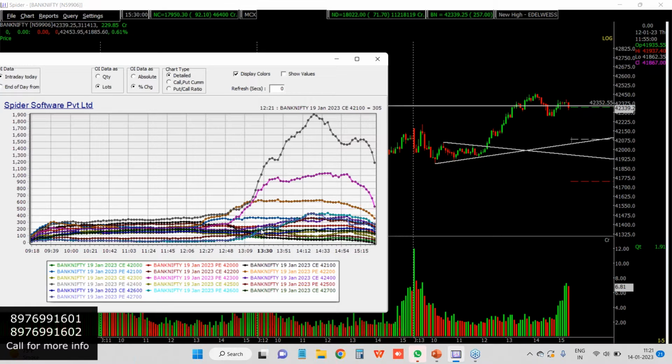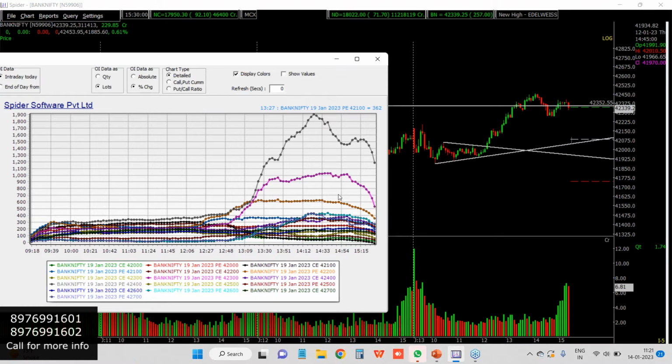The OI of call writing decreased, and the OI of put writing drastically increased. You can see it increasing. So all the increasing OI were of, the first line is put 42400, second is 42300, next is 42200, then we have 42100. So you can see most of the active strike prices were of put writing only.